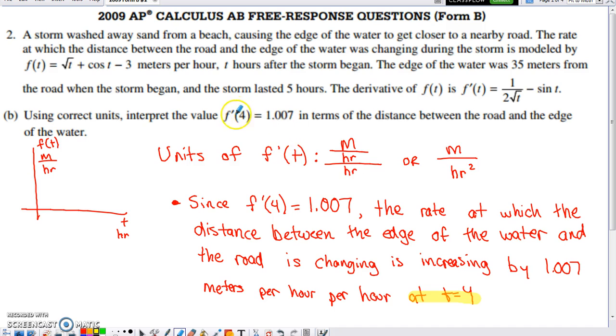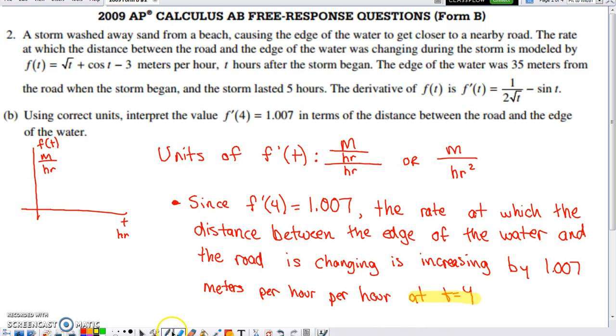Well, a derivative is always a rate of change. And in this case, it's kind of sneaky because it's actually a rate of change of a rate of change. So the way that I went about explaining it was the rate at which the distance between the edge of the water and the road is changing is increasing by 1.007 meters per hour per hour, or meters per hour squared, at that moment in time.